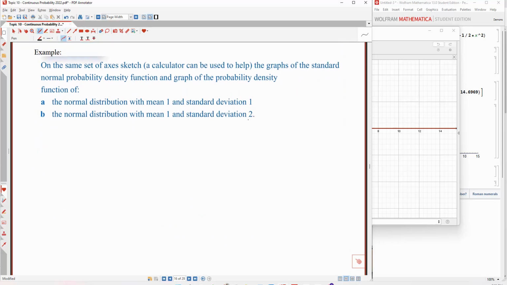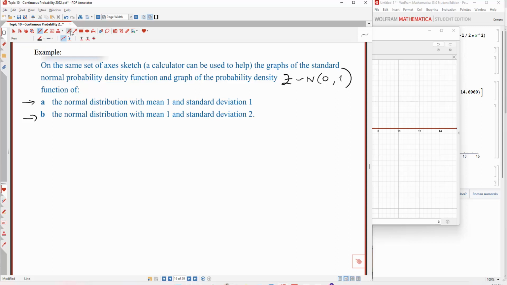Alright, so the only question we had to do here: on the same set of axes, a calculator can be used to help, sketch the graphs of the standard normal probability density function and the probability density functions of these two. So the standard, we're going to call that Z, is normally distributed, has a mean of 0 and a variance of 1. So let's put that together as best we can.